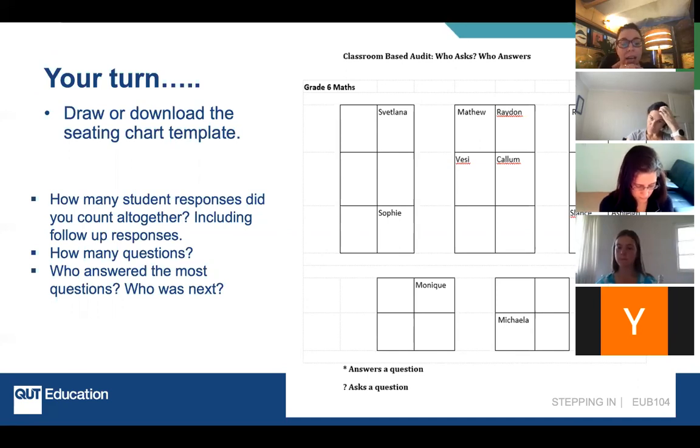So I want to compare the data, because this is part of big R research, and also little r research, which is the validity of data. So comparing with a colleague perhaps, to see what you actually noted, you need to come to some sort of agreement about it. What was the first question? How many student responses did you count altogether? How many did you come up with?